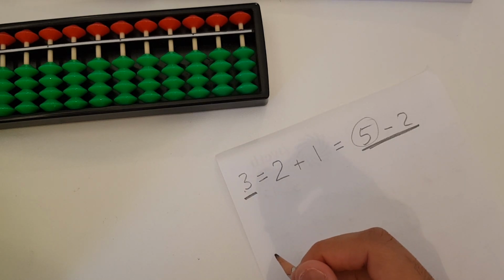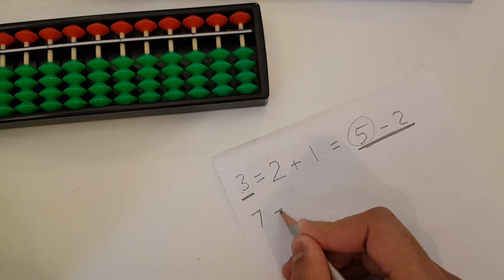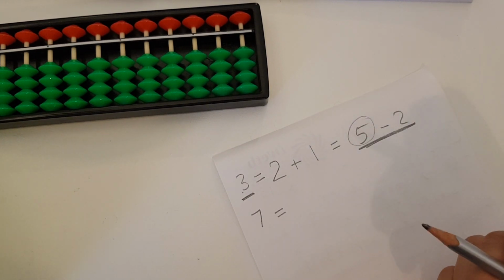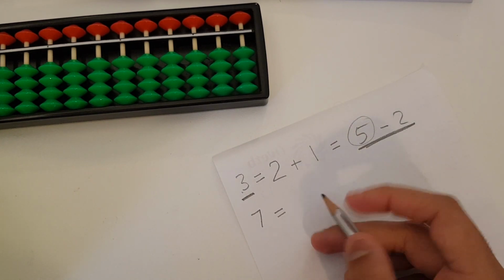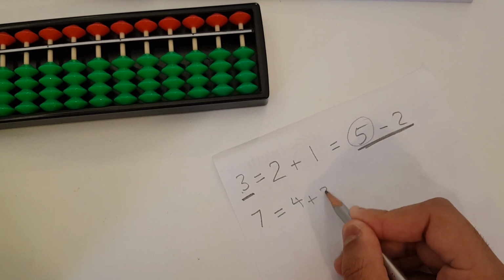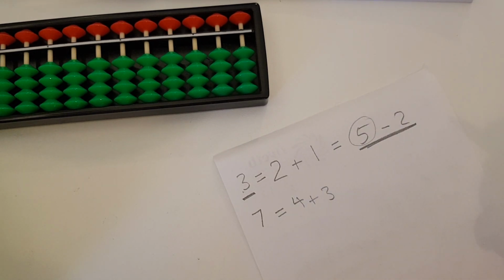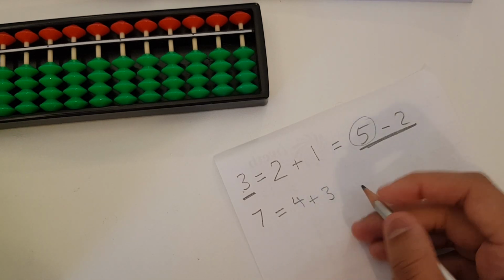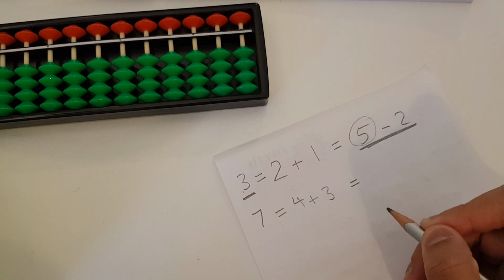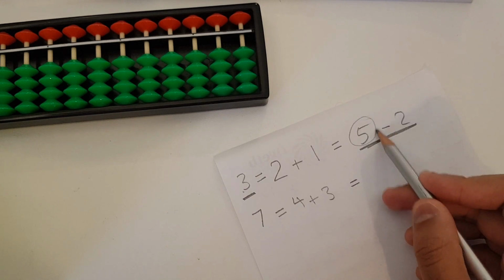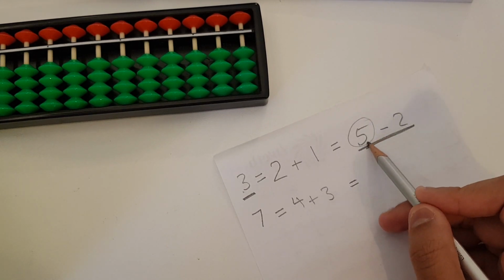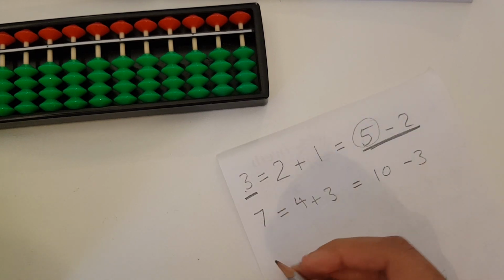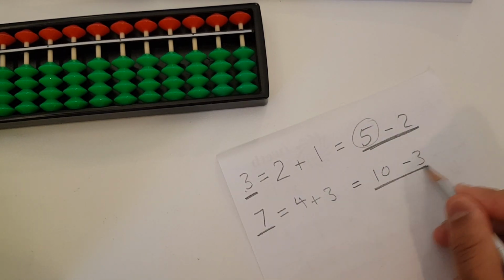Similarly, if I was to make number 7 from 2 different numbers, there are many possibilities. However, I'll just take one of them, which is 4 plus 3. I agree there's 5 plus 2, 6 plus 1, 0 plus 7, but that's one of them. But 10 is also very important for the abacus. So if I was to make 7 from 10, that would be 10 minus 3. So 7 is equal to 10 minus 3.